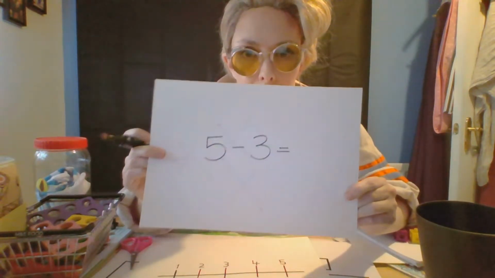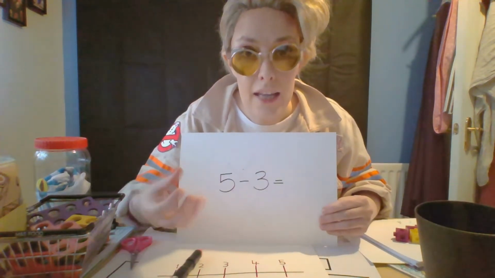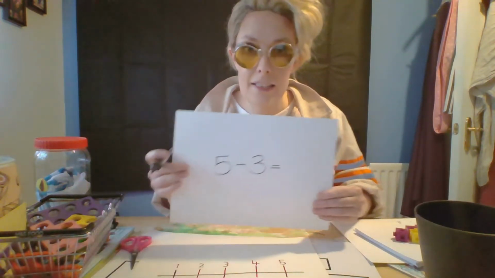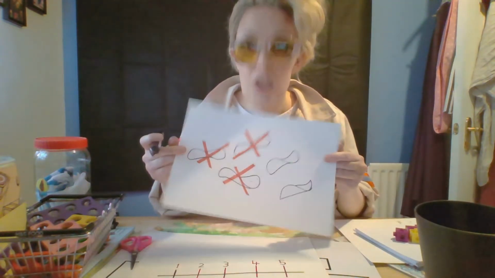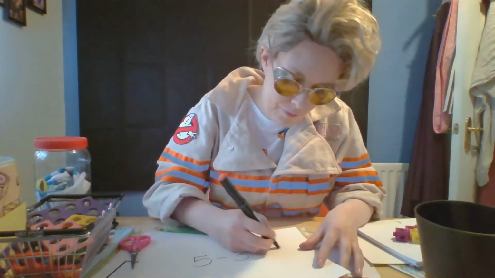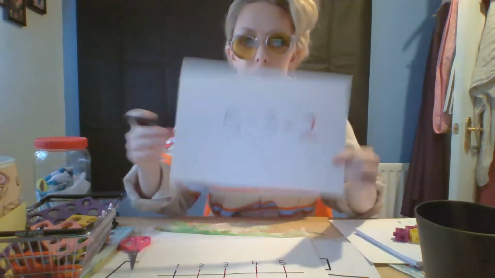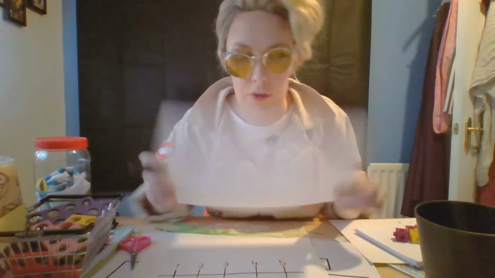5 take away 3. Okay, we've got our number 5. Our symbol for take away, 3, equals. Okay, equals is when it gives us the answer. So 5 take away 3 is the question, and it's the same as what the answer would be. Okay, and our answer is 2. So you would write your number 2 on the end here. 5 take away 3 equals 2.